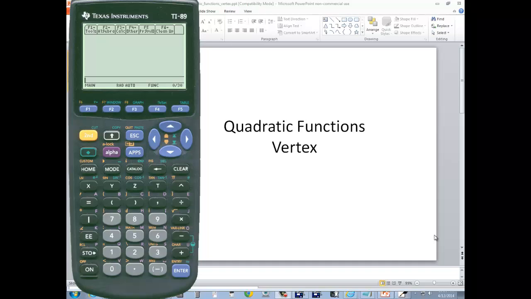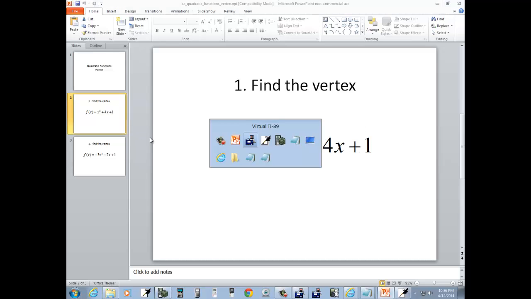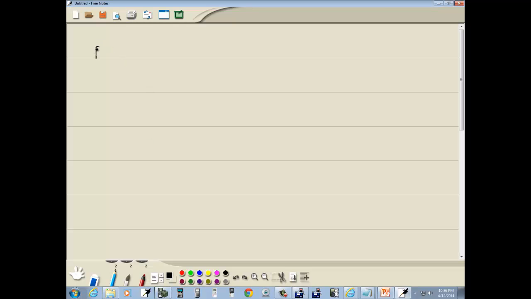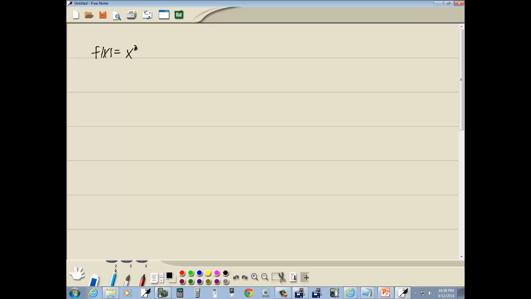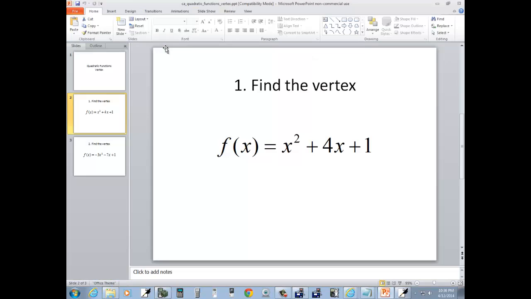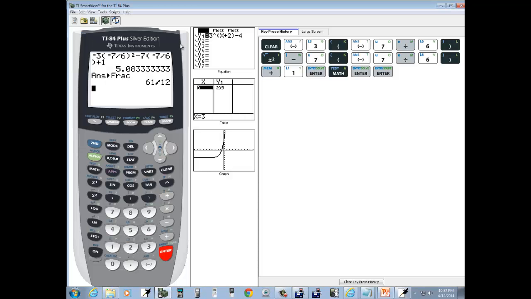Let's take a look at finding the vertex of a quadratic function on a TI-89 calculator. Let's take a look at our first problem here. We've got f of x is equal to x squared plus 4x plus 1. We want to find a vertex.